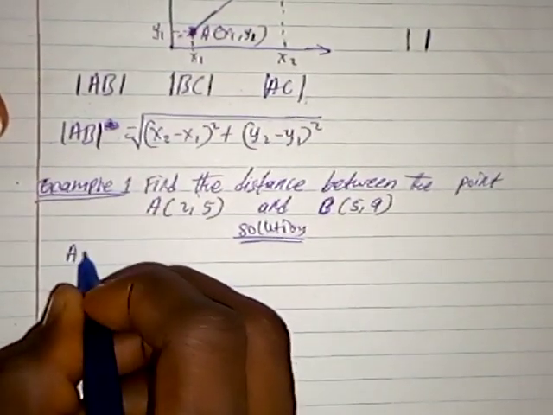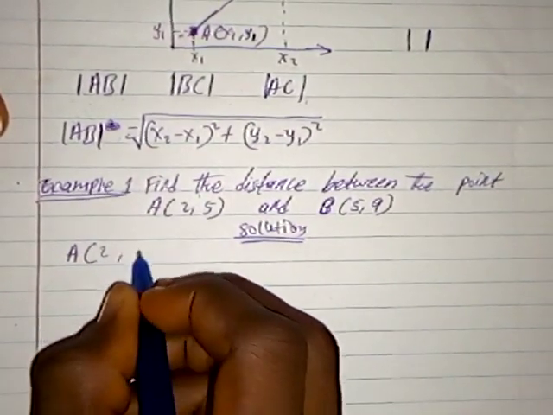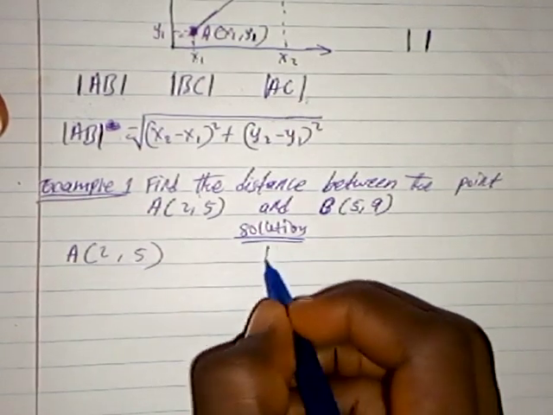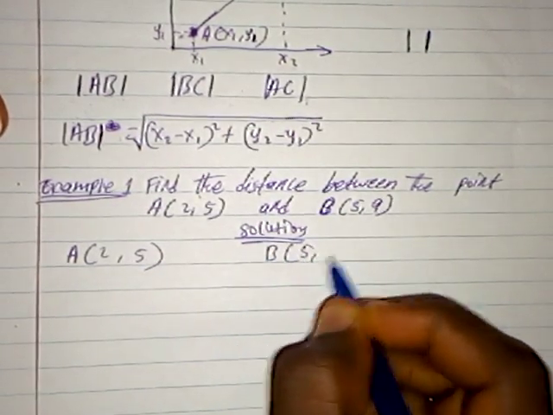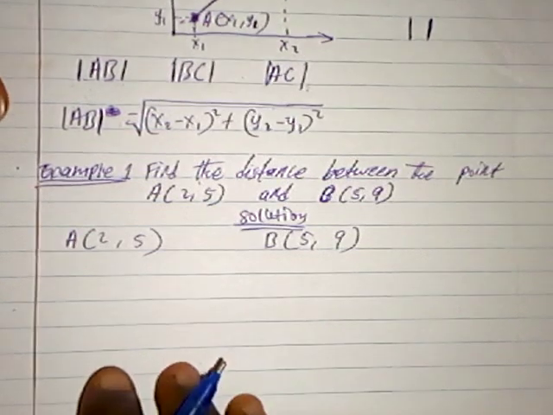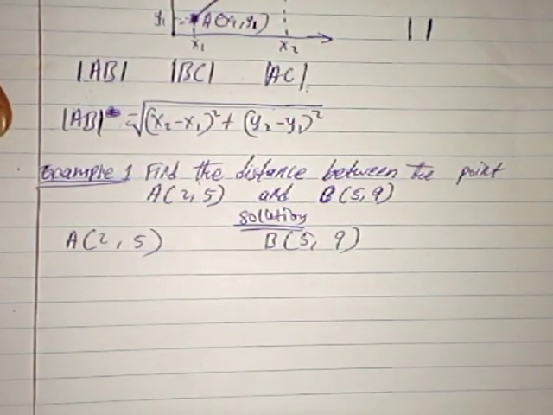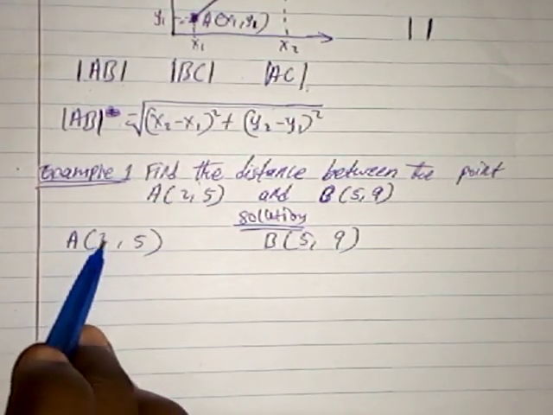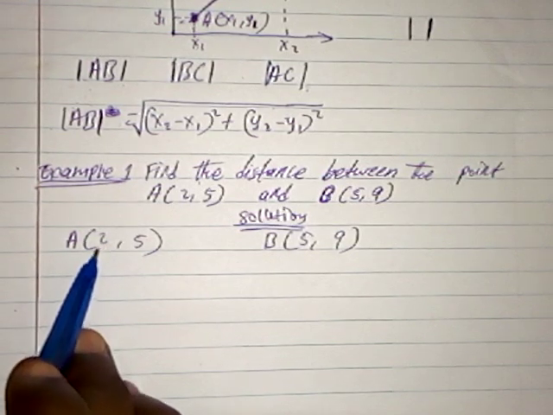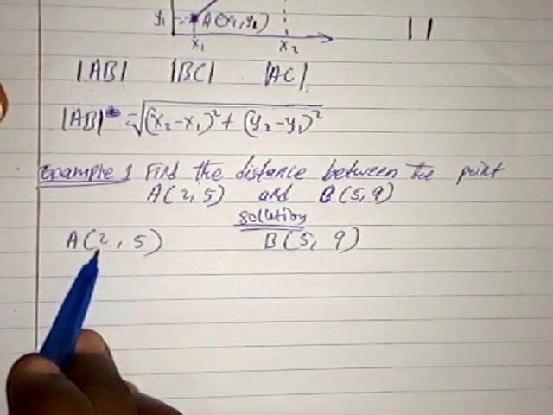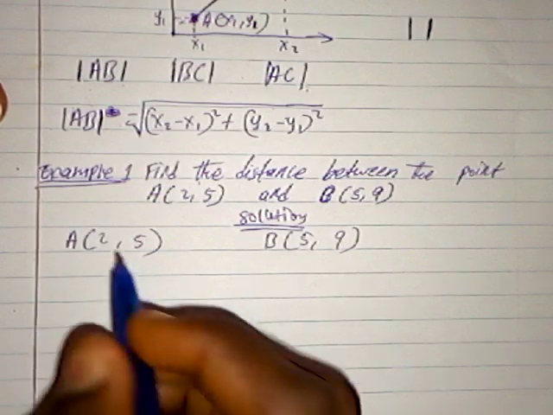We say A, the coordinates of A are what? 2, 5. Do you see? Coordinates of B are what? 5, 9. You see it? Good. So always the first number, or the first coordinate, how do we call it in coordinate geometry? We call it the abscissa, which is the x coordinate.